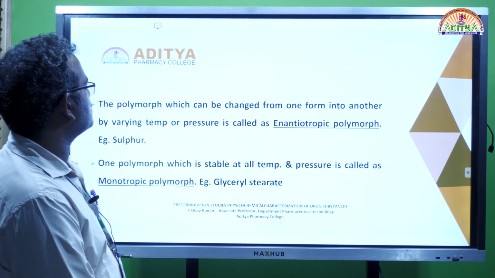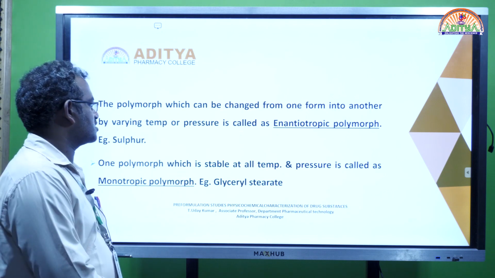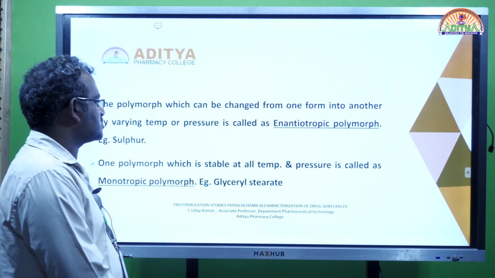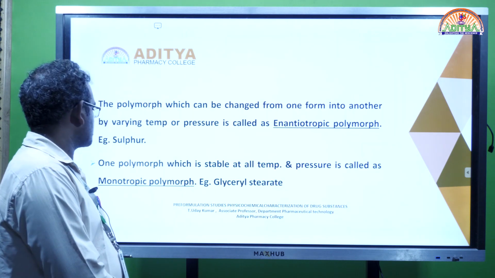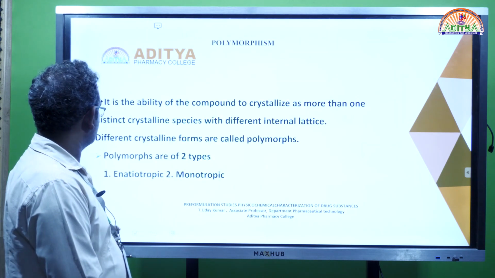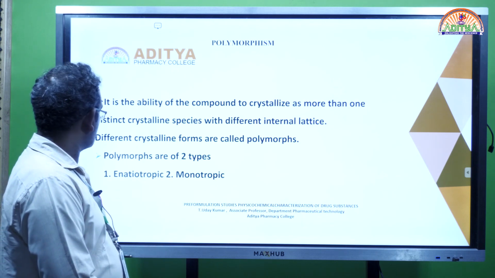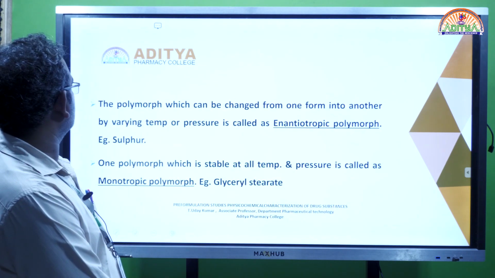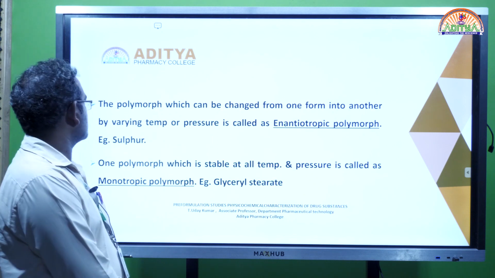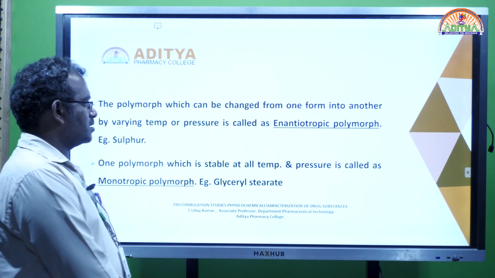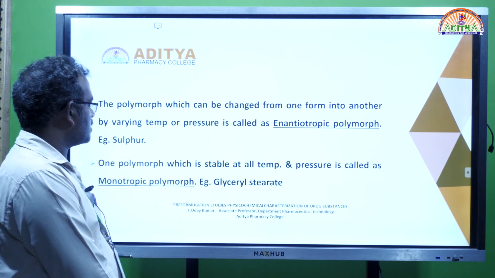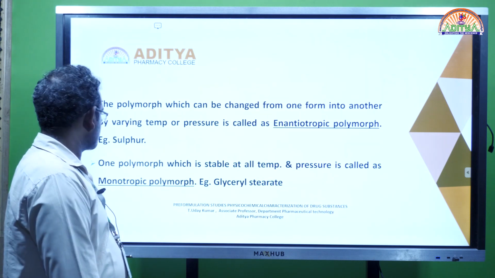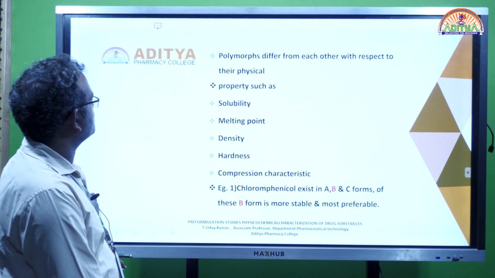A polymorph that can be changed from one form to another by varying temperature or pressure is called an enantiotropic polymorph. Example, sulfur. One polymorph which is stable at all temperatures and pressures is called a monotropic polymorph. So, can you now understand what is meant by enantiotropic and monotropic? Example of monotropic, glyceryl stearate.